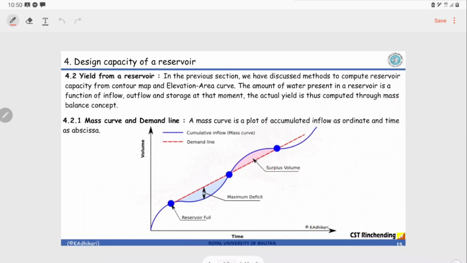Okay, so with this I would like to end this lecture here. Next we will discuss the design capacity of a reservoir. How do you decide how much capacity the reservoir has to be? Calculation we have just learned, but how to fix a capacity? This dam should hold this much volume of water. How do you decide that? That is what we're going to discuss next.